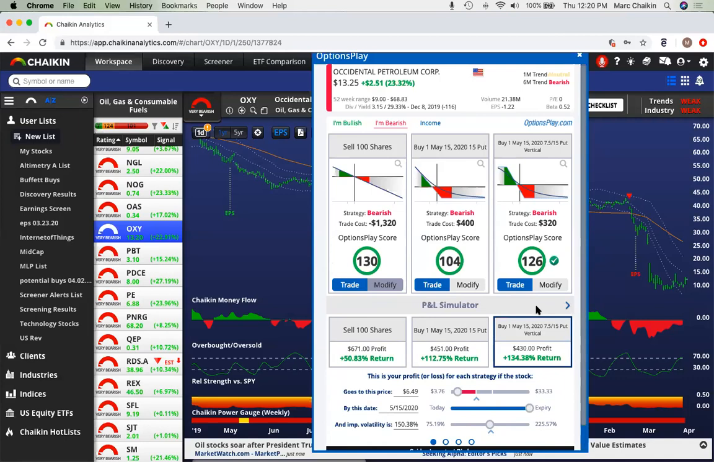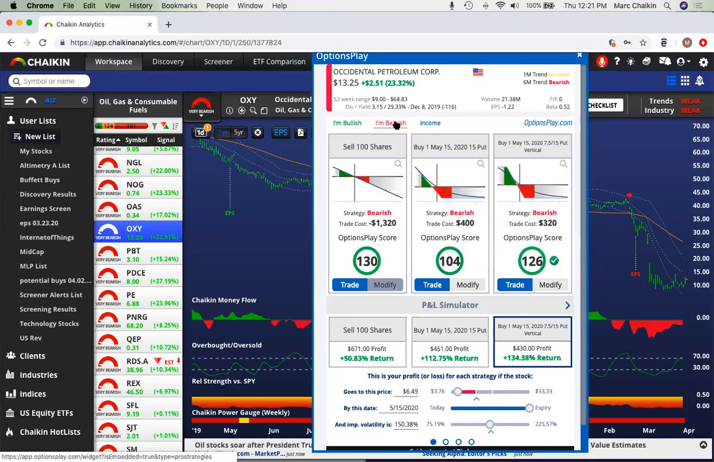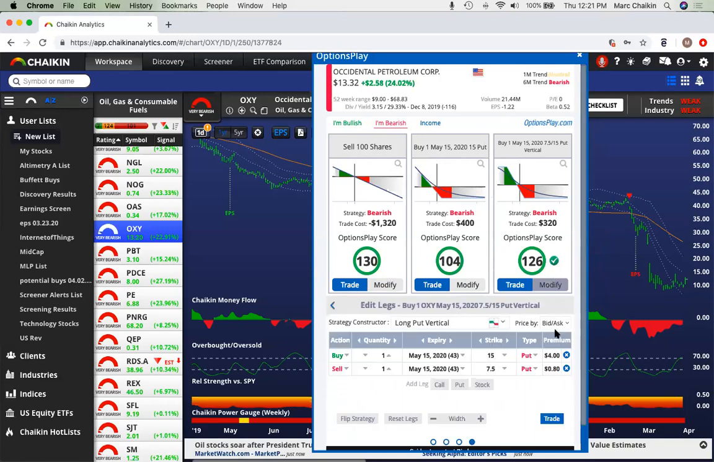Options Play knows that the Chaikin Power Gauge rating is bearish, so it immediately defaults to that option. Now, if I was bullish on Occidental Petroleum, it'll try and find high probability ideas, but the bottom line is it's not finding them. So going back to the bearish side, let's say I want to customize this trade. It's based on the bid-ask. Very often the midpoint is where you'll execute your trade.